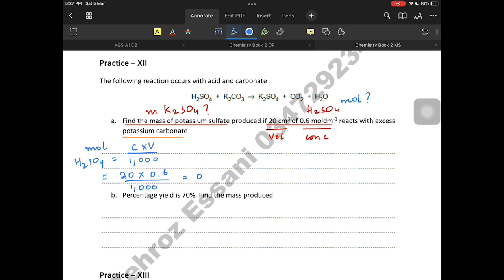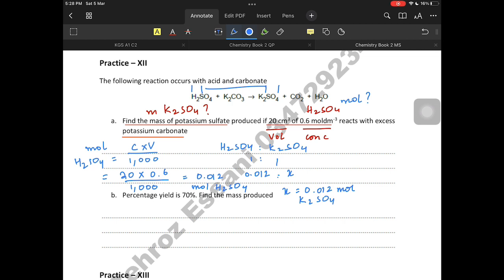It's going to be equal to 0.012 moles of sulfuric acid. So we have the moles of sulfuric acid, but we want it for potassium sulfate. Using a 1:1 ratio, sulfuric acid and potassium sulfate have a ratio of 1:1. So 0.012 moles of sulfuric acid can give us how many moles of potassium sulfate? The same, which is 0.012 mole. But again, we are concerned with the mass of potassium sulfate, not the moles.